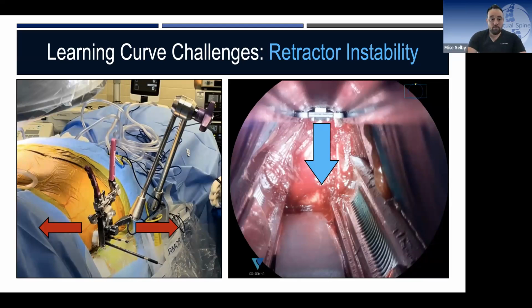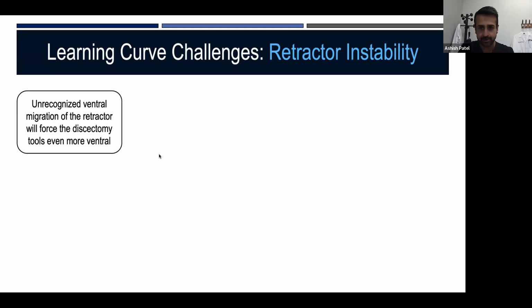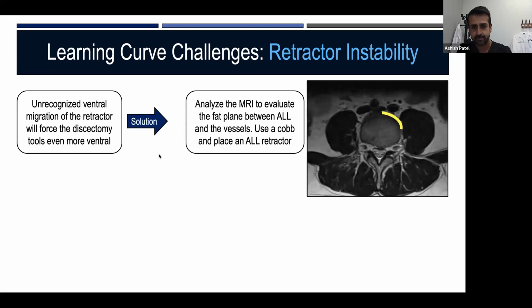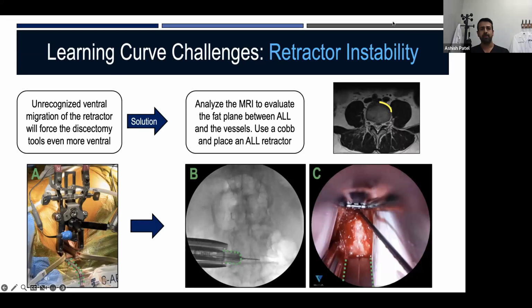All right. Well, I don't know how long I was running my mouth for. The piston effect includes the posterior blade deflection. And so when you have this unrecognized ventral migration of the retractor, you can run into problems where you're placing your tools more ventrally and inadvertently rupture the ALL, which I did a couple of times in the beginning of my learning curve.